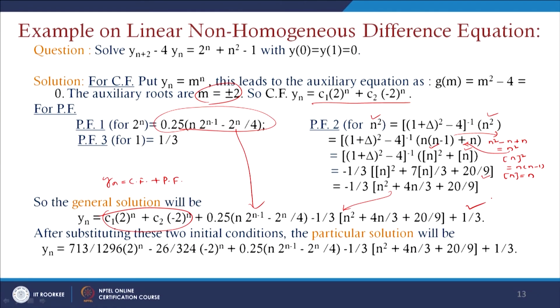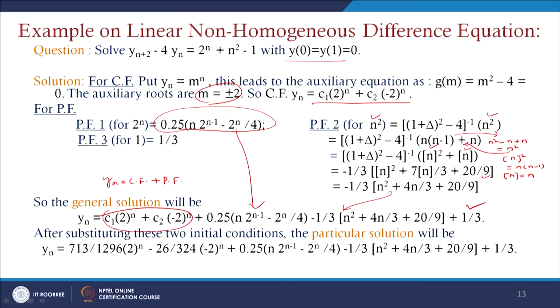and if you find this complete solution based on these initial conditions, the particular solution will be in the form of, since we have to put these boundary conditions also, that is y 0 equals to y 1 equals to 0, then the total solution will be in the form of 7 1 by 3 by 1296 2 to the power n minus 26 by 324 minus 2 to the power n plus 0.25 n 2 to the power n minus 1 minus 2 to the power n by 4 minus 1 by 3 n square plus 4 n by 3 plus 20 by 9 plus 1 by 3.